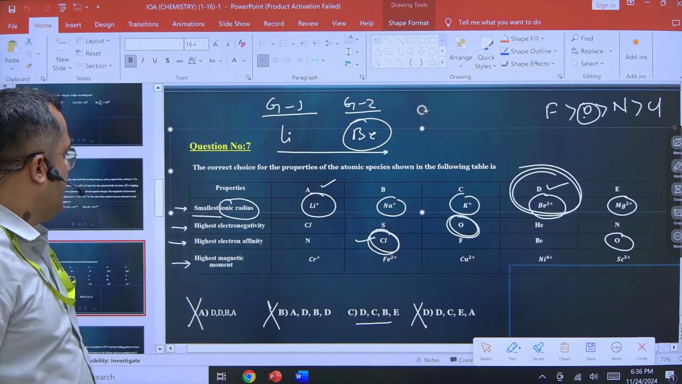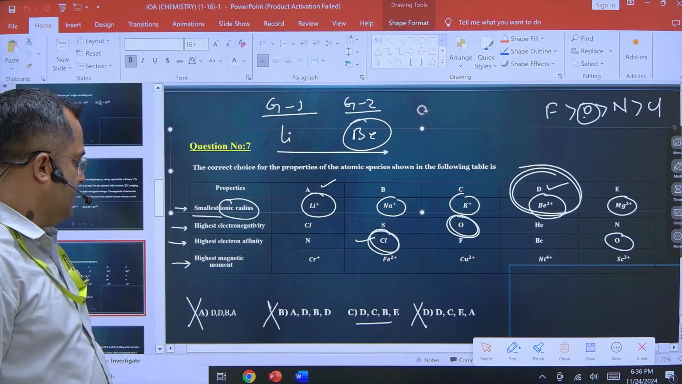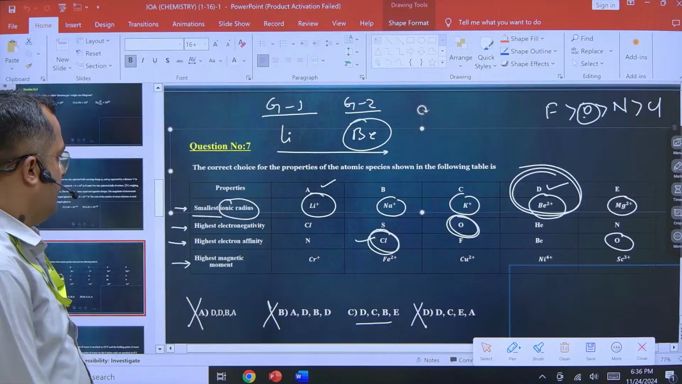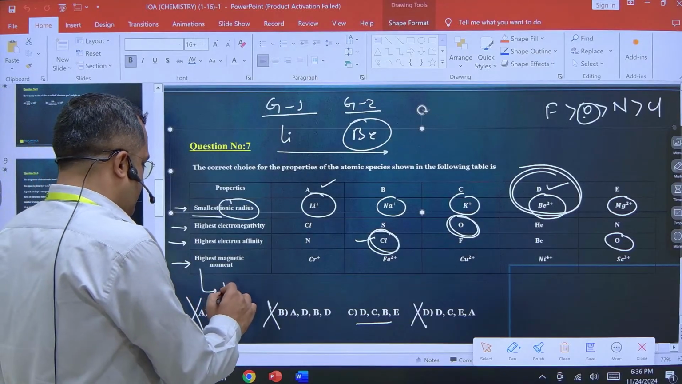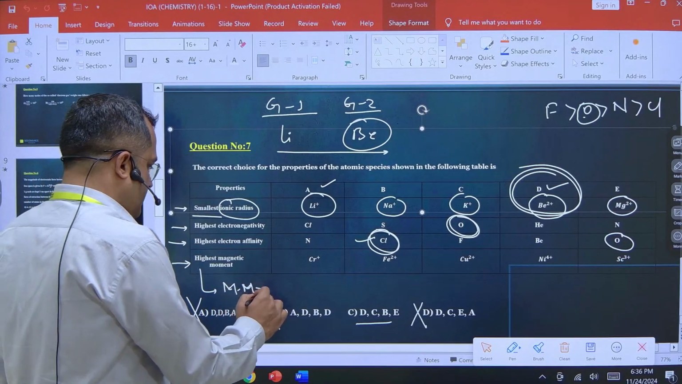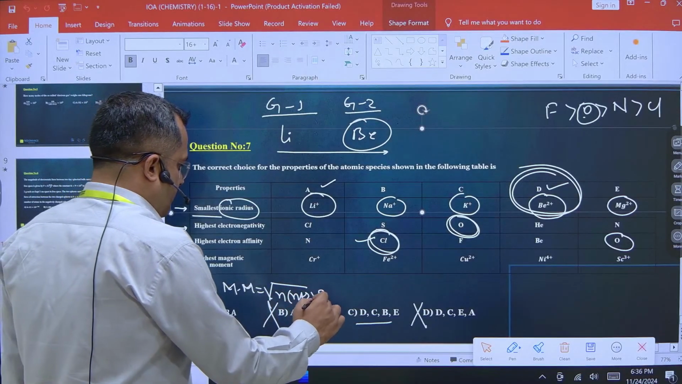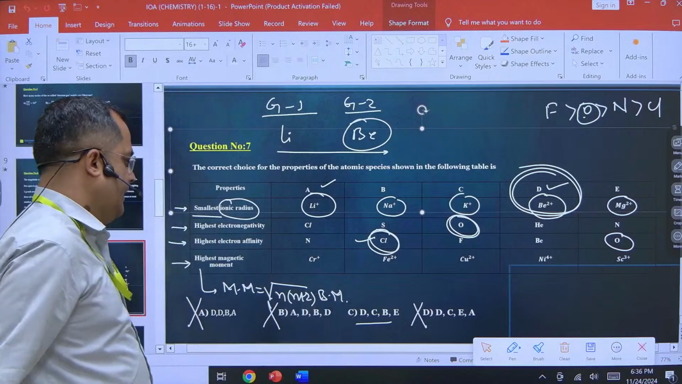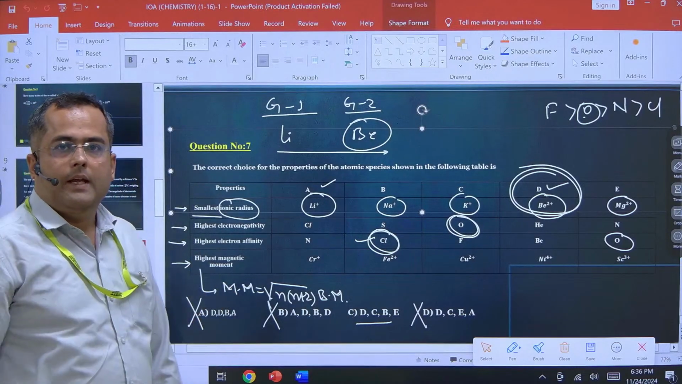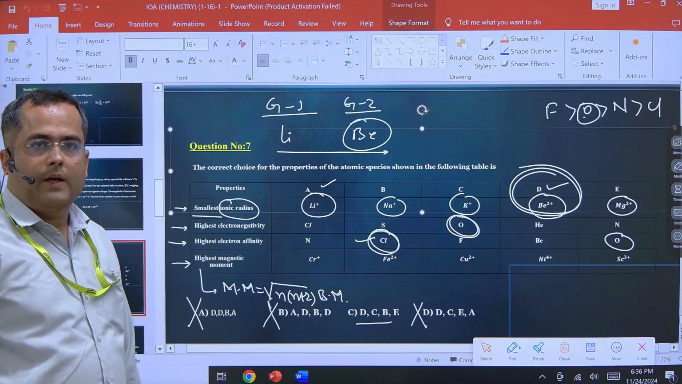And highest magnetic moment, chromium. What is magnetic moment? Magnetic moment is √(n(n+2)) Bohr magneton. It is the unit of magnetic moment. What is n here? n is the number of unpaired electrons.